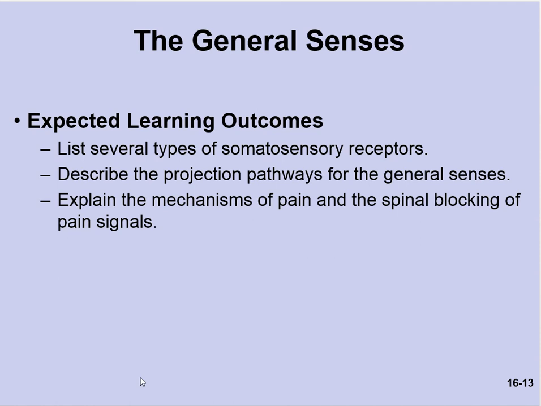In this section, when we're done, you should be able to list several types of somatosensory receptors. Those are from the general senses, also called somaesthetic. You should be able to describe the projection pathways for general senses, and explain the mechanisms of pain and our ability to block that pain by spinal blocking of pain signals.